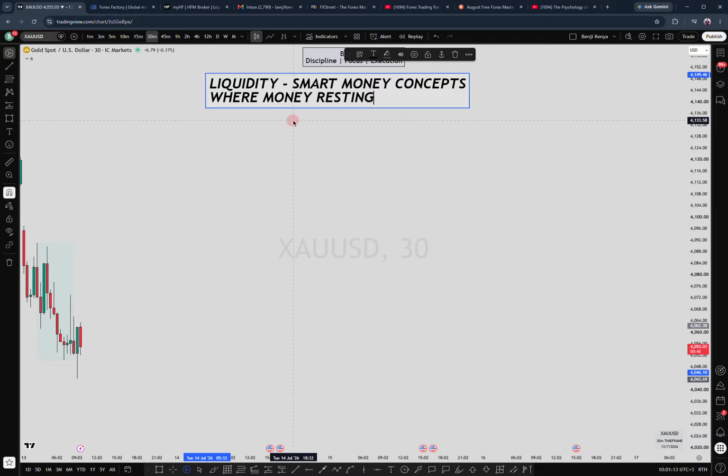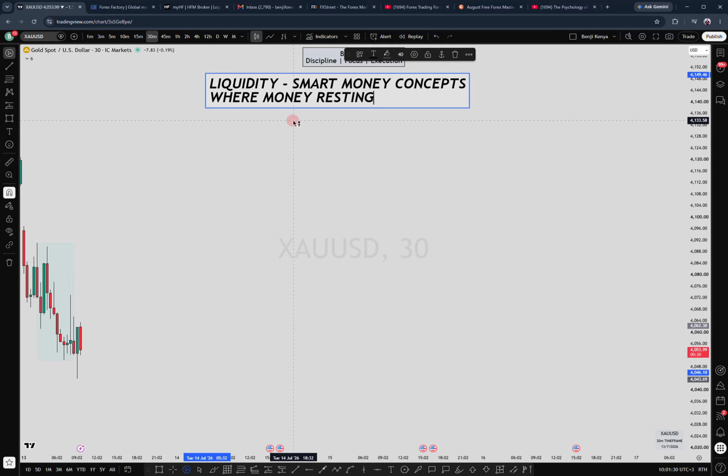Smart money don't chase the price. What they usually do is the price moves toward liquidity before executing the real move. This is where you guys are probably taken out and you don't understand why. So liquidity is very, very important.